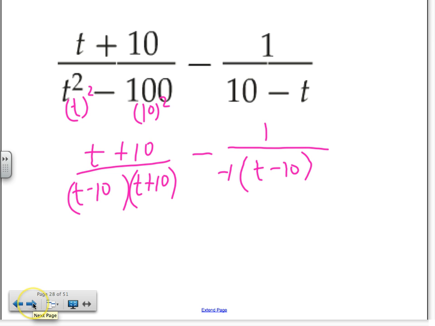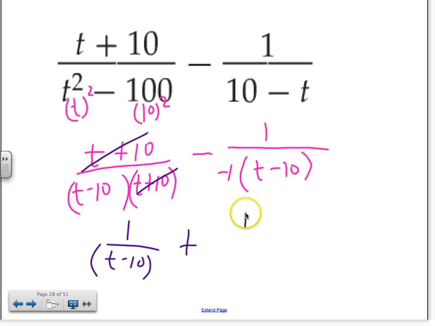Okay, and if you look carefully enough, you realize something: hey, look, there's a T plus 10 and T plus 10. Cancel out. So won't that just become 1 over T minus 10? And over here, I have a negative and a negative, which becomes positive, and you end up with just 1 over T minus 10. Is that correct?